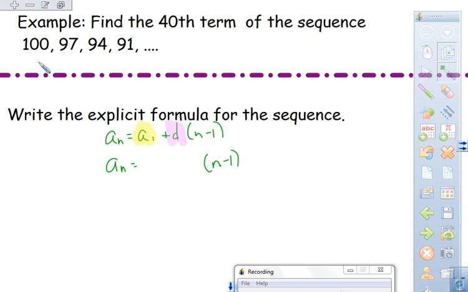Our first term is 100. And our common difference, well, how do we go from the next step? Looks like we're subtracting 3. So this is going to be minus 3. And here's our solution.